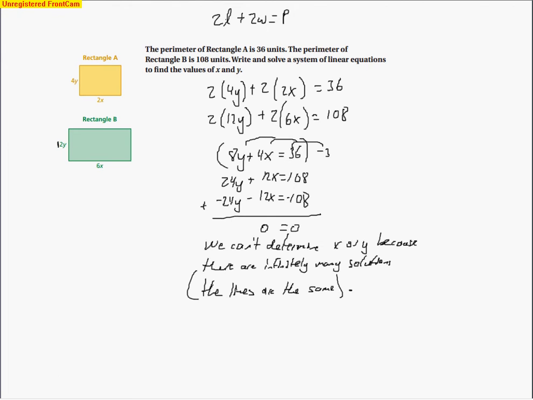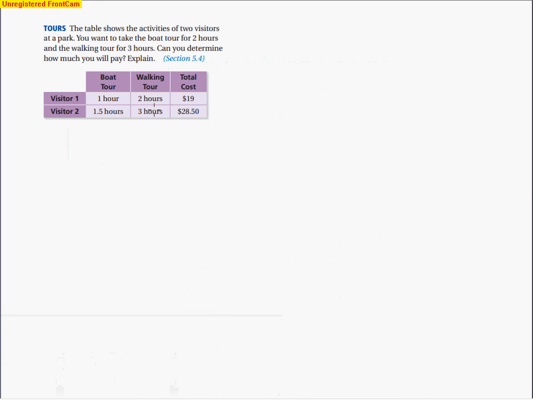So let's take a look at the next one. Here it says the table shows 2 activities. 2 visitors are at a park. And it says you want to take a boat tour for 2 hours and a walking tour for 3 hours. Can you determine how much you will pay from this situation? So we've got to come up with some variables. I'm going to use B equals the cost of a boat tour, and that is per hour. And we'll say W equals the cost of a walking tour per hour.